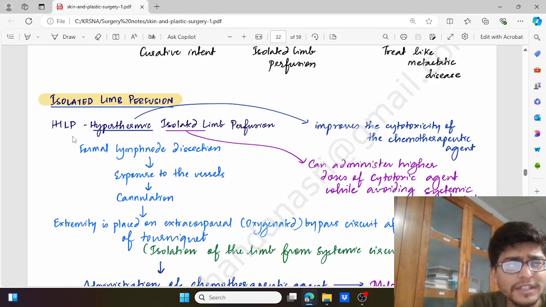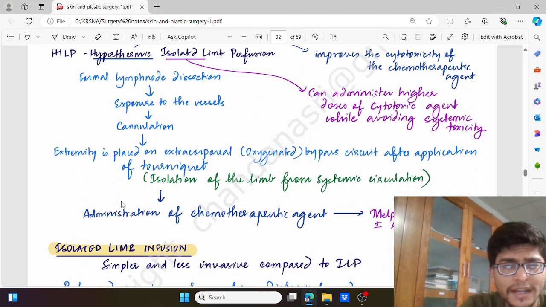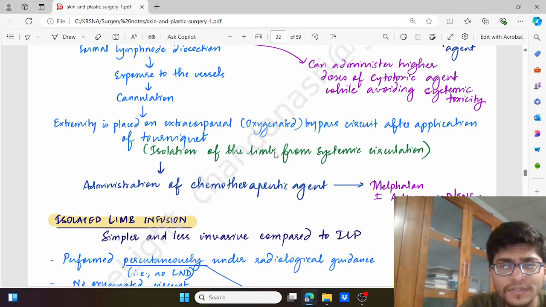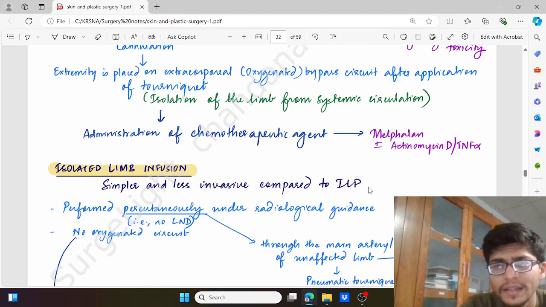In isolated limb perfusion, that is HILP, hyperthermic isolated limb perfusion, which improves the cytotoxicity of the chemotherapeutic agent. Here we go for first formal lymph node dissection, expose the vessel, cannulate the vessel, and place the limb on ECMO, that is extracorporeal oxygenated bypass circuit, after application of tourniquet, isolation of limb from the systemic circulation, and then we administer the chemotherapeutic agent, that is melphalan. And here we can also administer a higher dose of cytotoxic agent and also avoid the systemic toxicity. Along with melphalan, we can also give actinomycin D and TNF alpha.